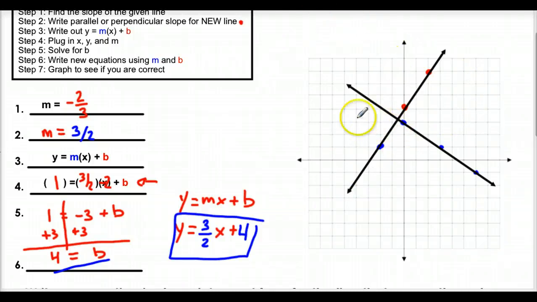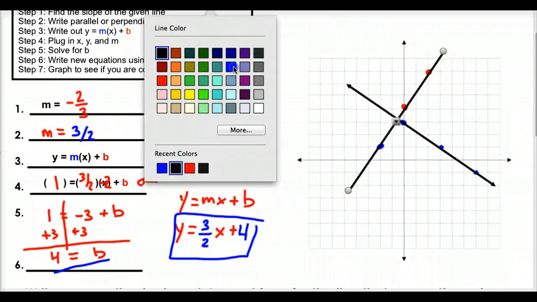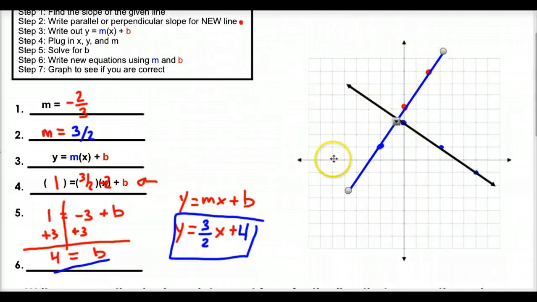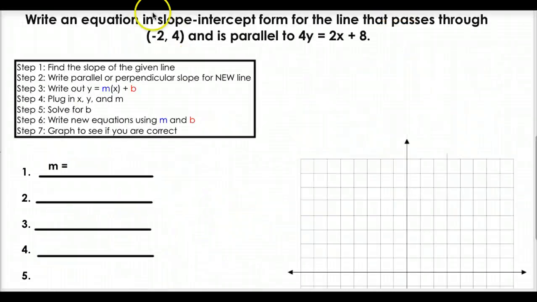Look at these two lines. Perfect. So this line right here, we're going to mark it in blue. Let me just make this a blue line, just so we know that that's our new line. And look, these two lines are definitely perpendicular. That looks like a 90-degree angle to me. And it goes through this point. Perfect.